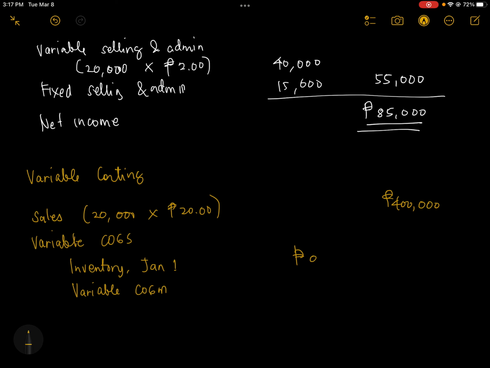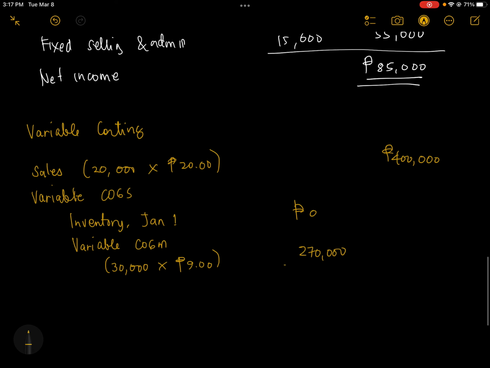So, how much is that? Based on the given kanina, the variable po is being computed, 30,000 units yung na-produce. But since variable lang yung kinoconsider natin, yung 9 pesos lang ito. Ito yung na-compute natin na production cost under the variable costing. So, it will give you 270,000.